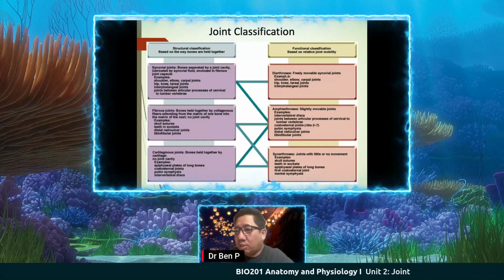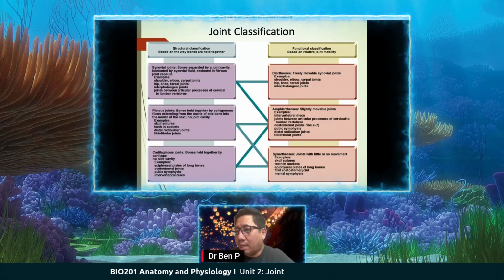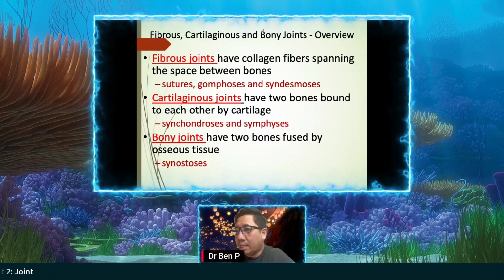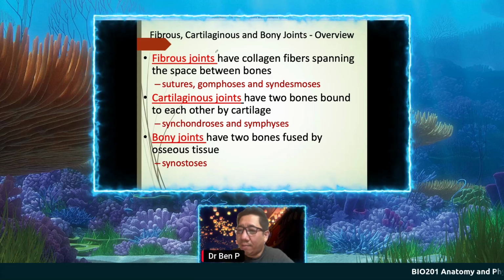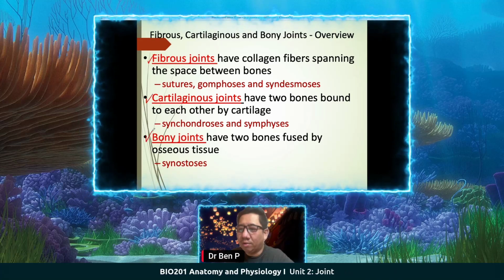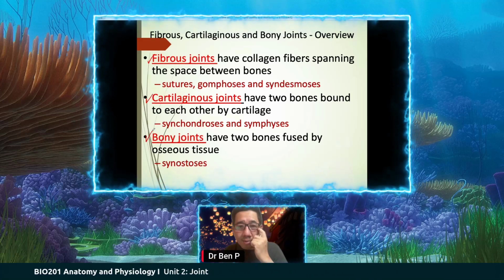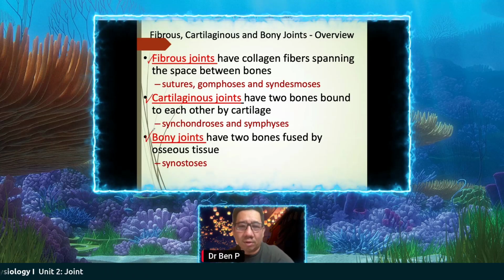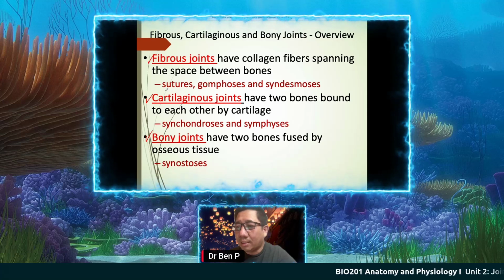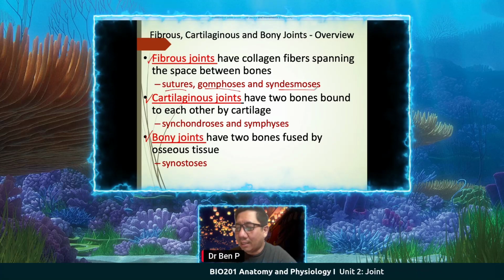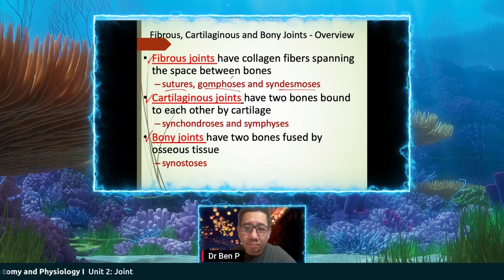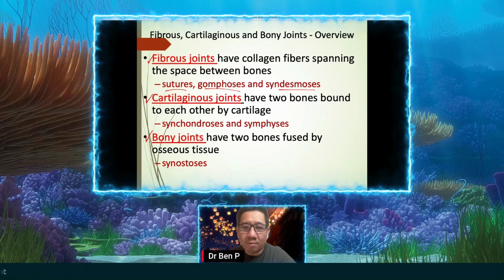Joint classification, so how one bone connects to another. Again, this is how they join together. You have the fibrous type, cartilaginous type, bony type, and synovial joint. Those are the four types. We're going to talk about these three types first, and then we'll get to the synovial joint. So the fibrous type, you should know for your test. There are suture, gomphosis, and syndesmosis. Under fibrous, you have these three types: suture, gomphosis, and syndesmosis.